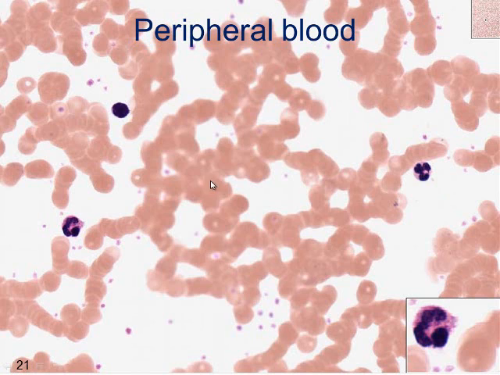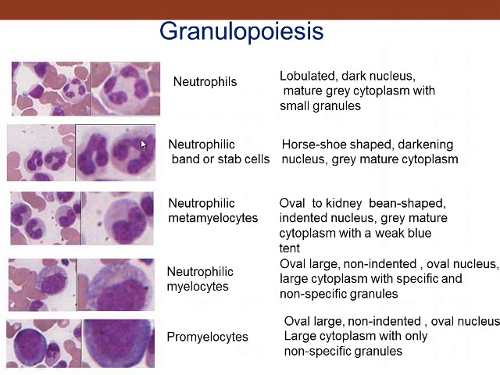Again, what we see in blood are the red blood cells and the neutrophils. We see those, and sometimes we see a stab cell, which is horseshoe shaped, if you have an infection. So why not start with the most advanced cell? Here's a neutrophil: lobulated, dark nucleus, kind of gray cytoplasm, small granules. Neutrophilic band or stab cells have a less developed nucleus, less lobulated, more horseshoe shape.